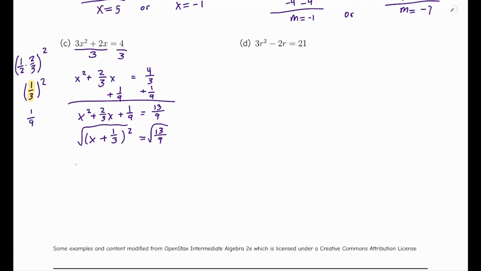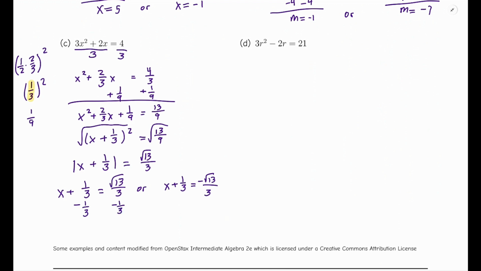Take the square root of both sides. We get the absolute value of x plus 1/3 is equal to the square root of 13 over 3. So we get x plus 1/3 is equal to the square root of 13 over 3, or x plus 1/3 is equal to the negative square root of 13 over 3. And then subtract 1/3 from both sides of both equations. And thankfully, all the fractions have a common denominator, so we get x equals negative 1 plus square root of 13 over 3, or x equals negative 1 minus square root of 13 over 3.